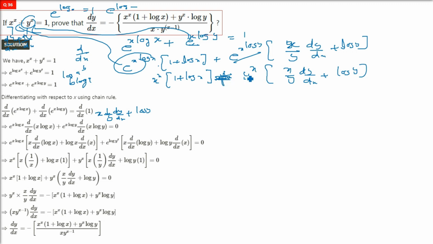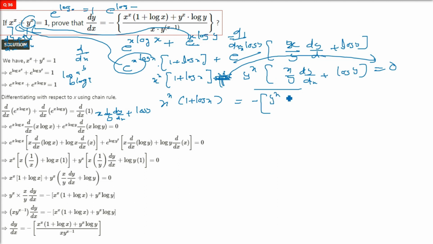So there is now just a rearrangement. Okay, you can just skip if you want to because there is nothing more left. We have already done it. It's just rearrangement. So d by dx of 1 is 0. So I am taking every term, the second term, on the right hand side. So x to the power x, 1 plus log x, and the other term on the right hand side will be negative. So minus y to the power x, and inside this we have x. So I'm multiplying it inside, y to the power x into x by y into dy by dx. Then y to the power x again multiplied inside log y.